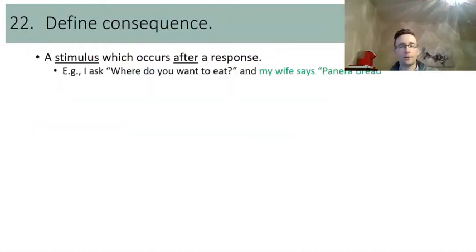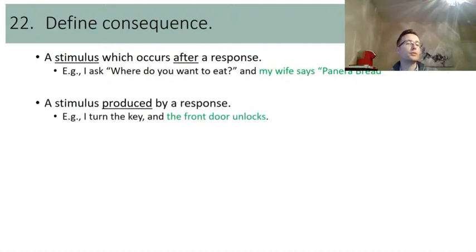Define consequence. It's a stimulus which occurs after a response. So if I ask, "Where do you want to eat?" then my wife says Panera Bread. Her saying Panera Bread is a consequence for me saying, "Where do you want to eat?" It's a stimulus produced by a response. So if I turn the key and my front door unlocks, my front door unlocking is the stimulus produced by my response of turning the key.